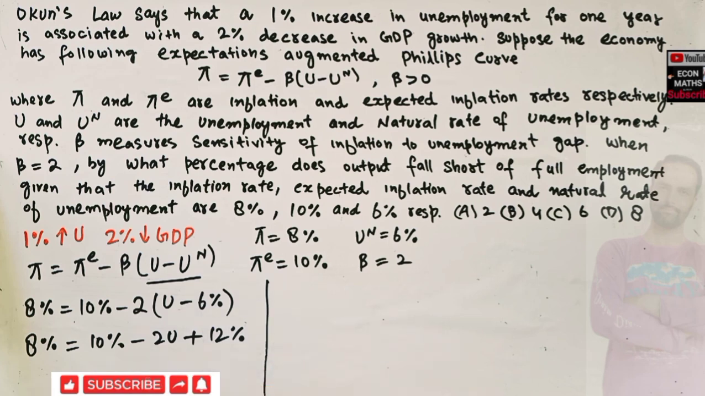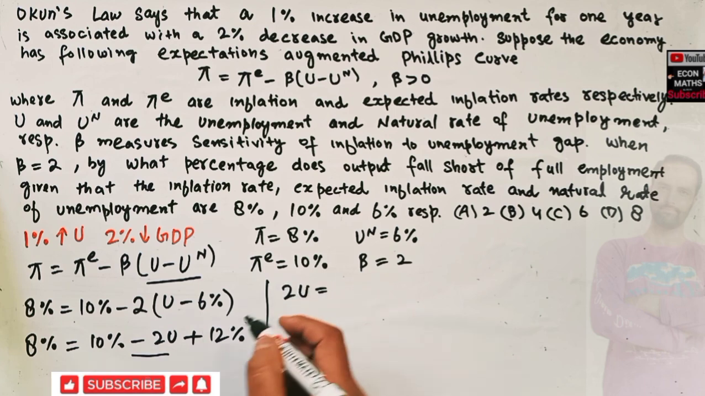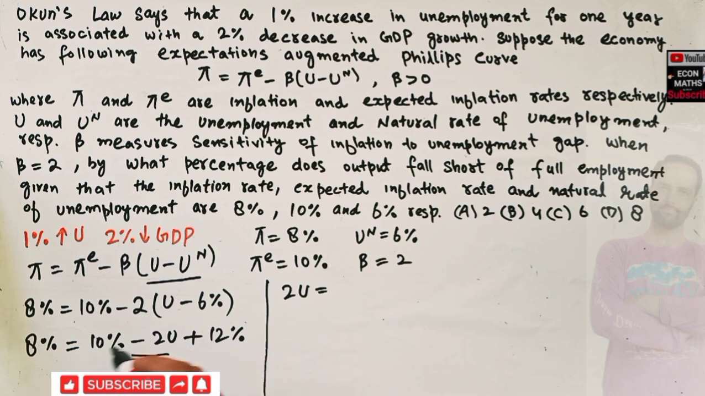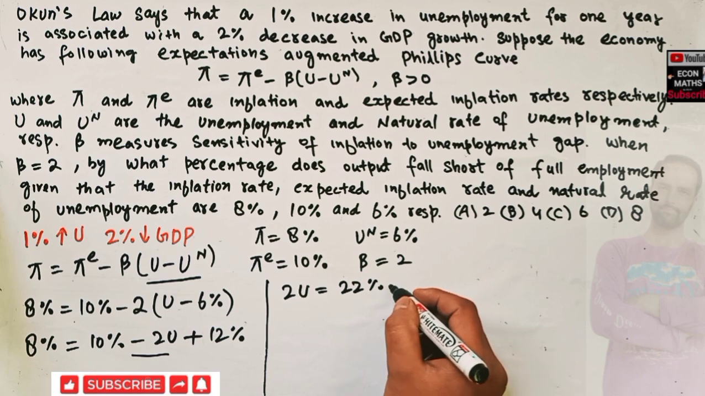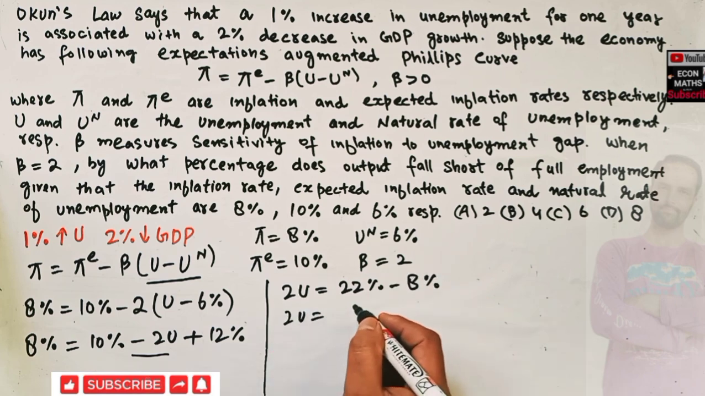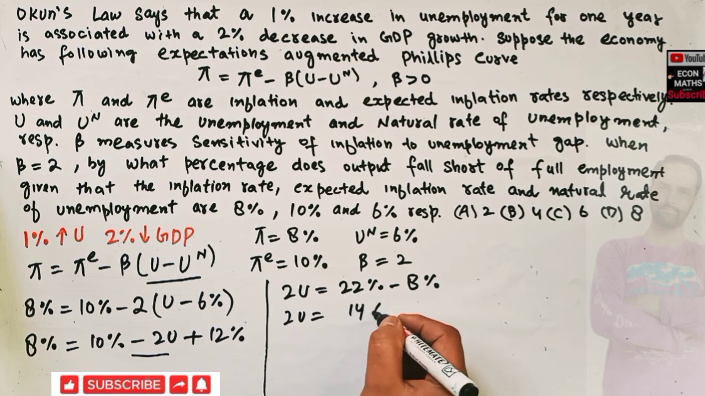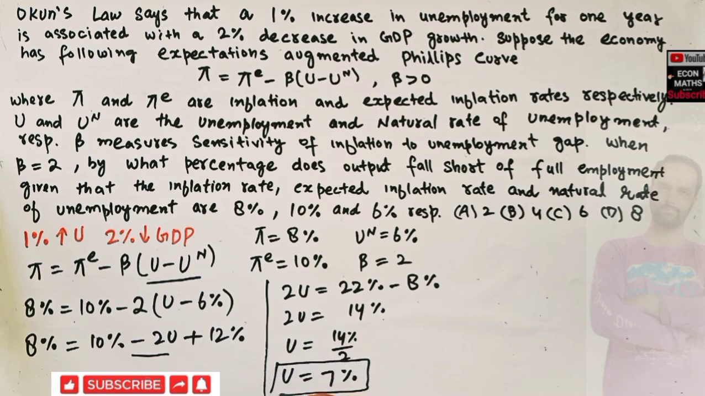So we can do one thing here. If I transpose this 2u to the LHS, it will become positive. 2u is equal to 10 plus 12, which is 22%. Transposing this 8%, it will get subtracted here, which means 2u comes out to be 22 minus 8, which is 14%, which implies our u is equal to 14% upon 2, which means u comes out to be 7%. Okay, u is 7%.